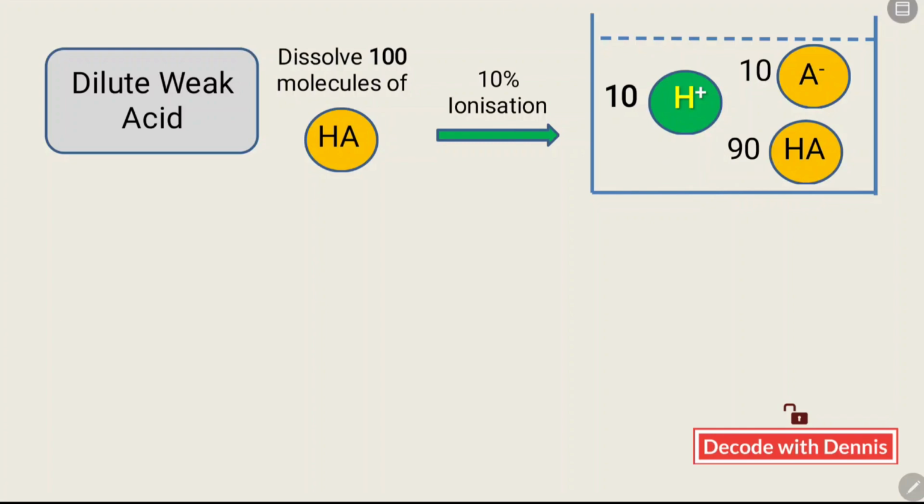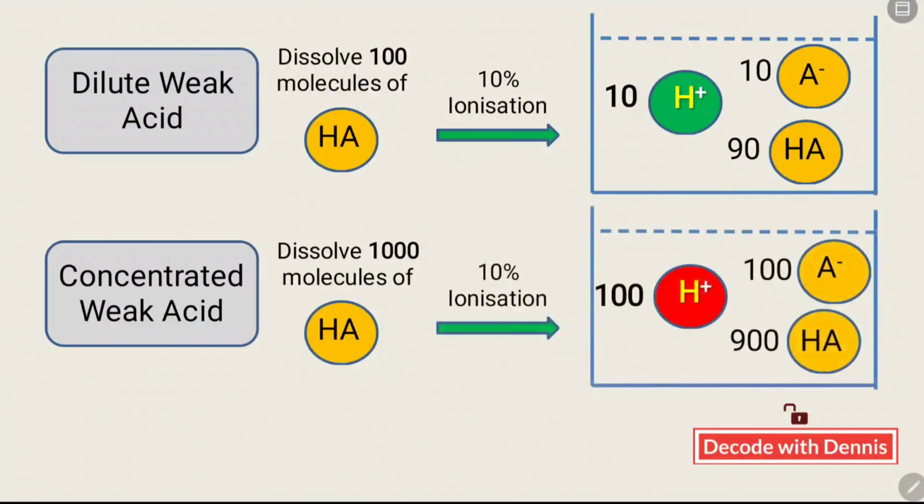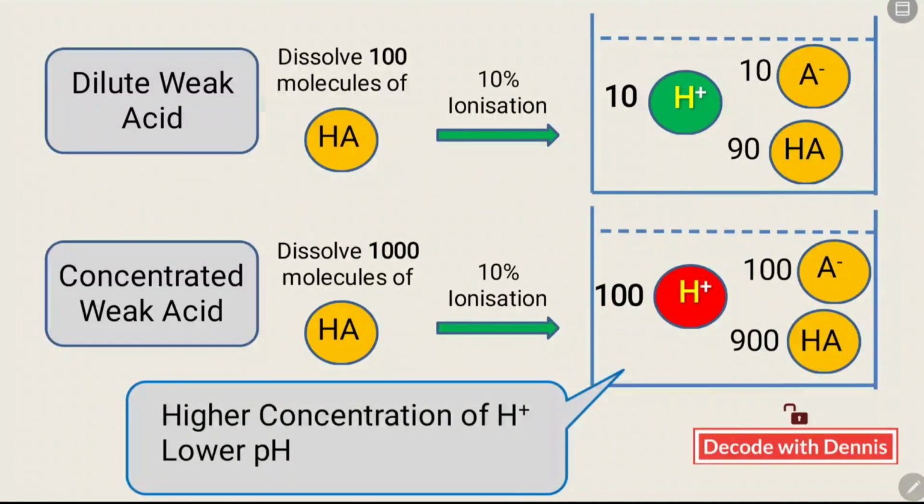And now we want to lower the pH of this weak acid. So then we make a more concentrated weak acid by dissolving 1000 molecules of the weak acid in the same amount of water. And assuming 10% ionization, now we get 100 hydrogen ions in the same amount of water. So now the concentration of hydrogen ions is actually higher. So consequently, the pH of the solution is lower.